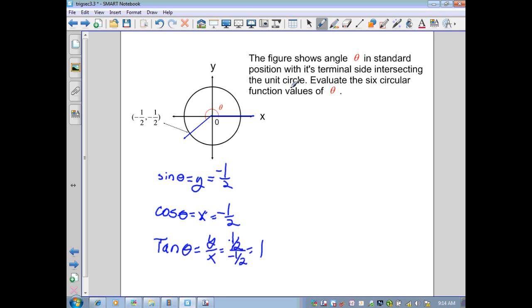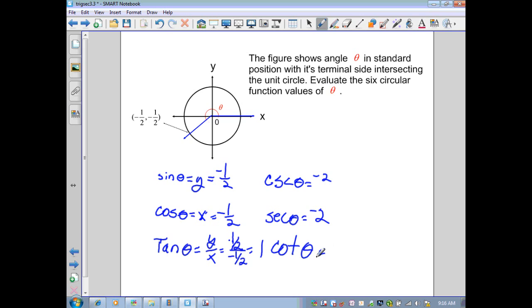So, for cosecant theta, the reciprocal will be -2. For secant theta, the reciprocal again will be -2. And for cotangent theta, a 1.